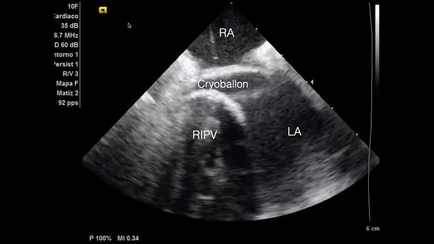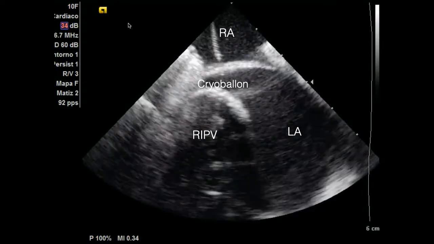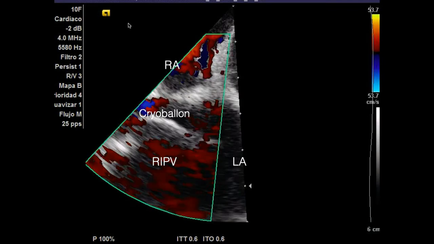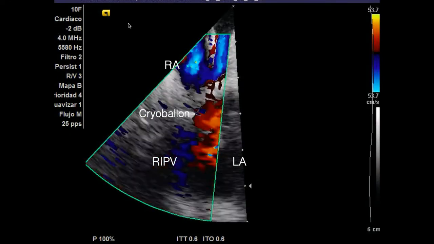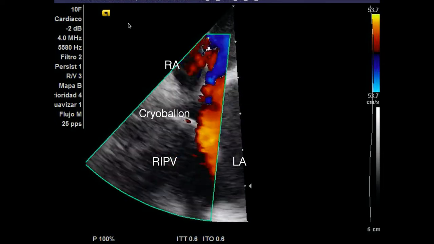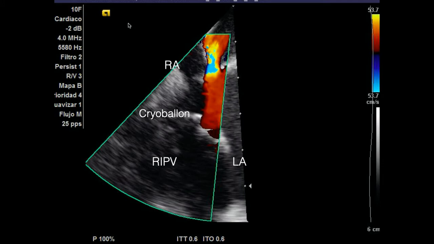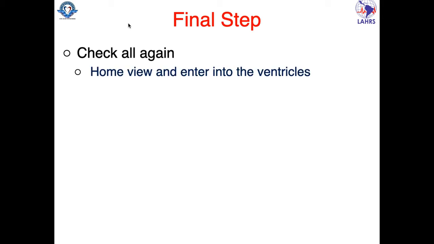We corroborate the adequate occlusion with color Doppler, and we could see here the flow of the right superior pulmonary vein, but a complete occlusion in the right inferior pulmonary vein. Finally, we check all again. Once we are done with all the pulmonary vein isolations, we return to the home view.